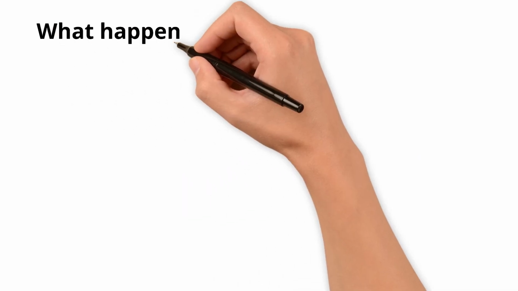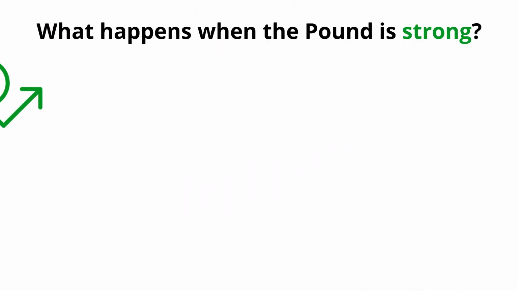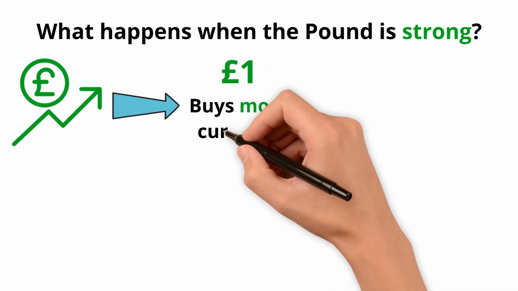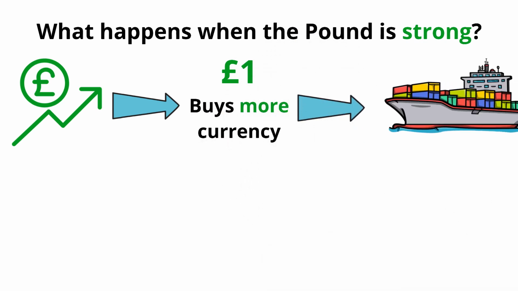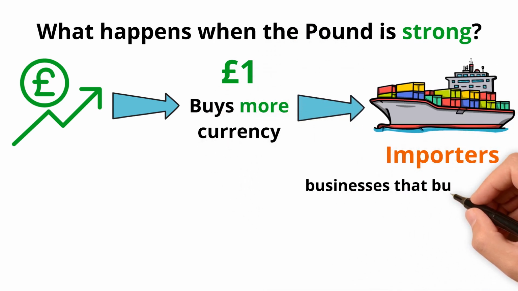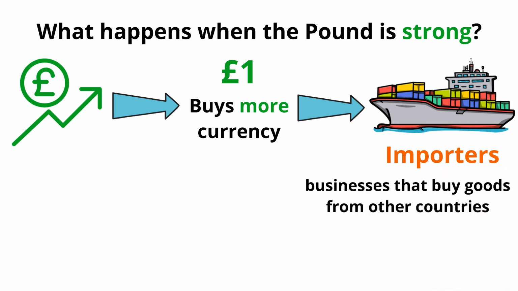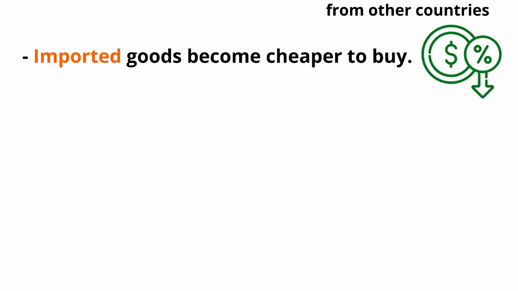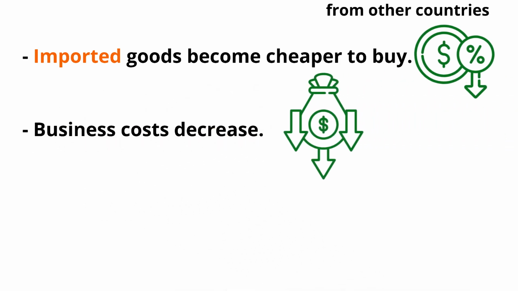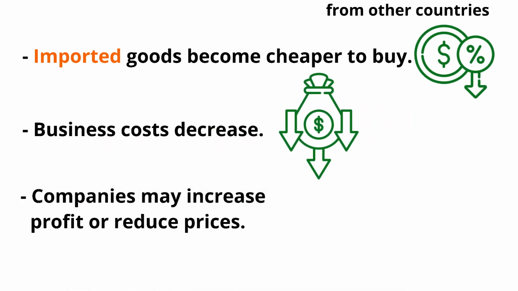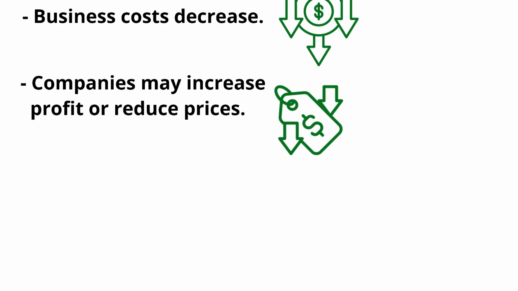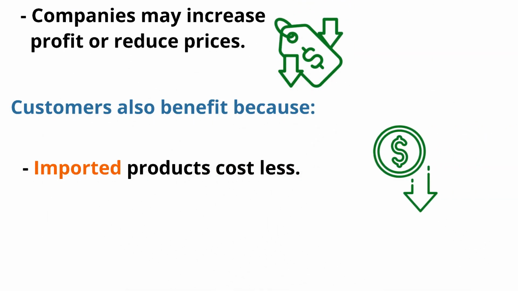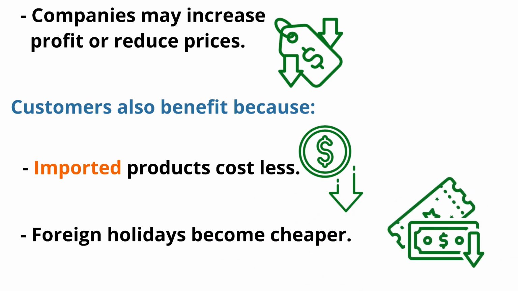So what happens when the pound is strong? A strong pound means £1 buys more currency. This benefits importers, which are businesses that buy goods from other countries. Advantages include imported goods become cheaper to buy, business costs decrease, and companies might increase profit or reduce prices. Customers also benefit because imported products cost less and foreign holidays become cheaper.